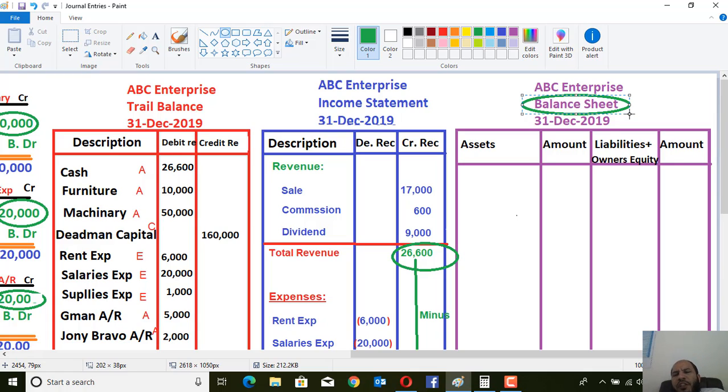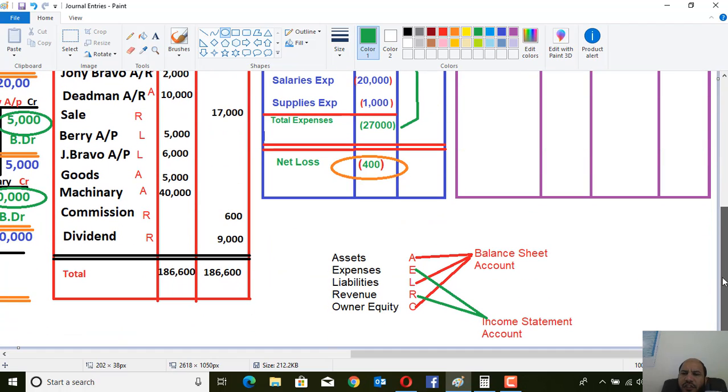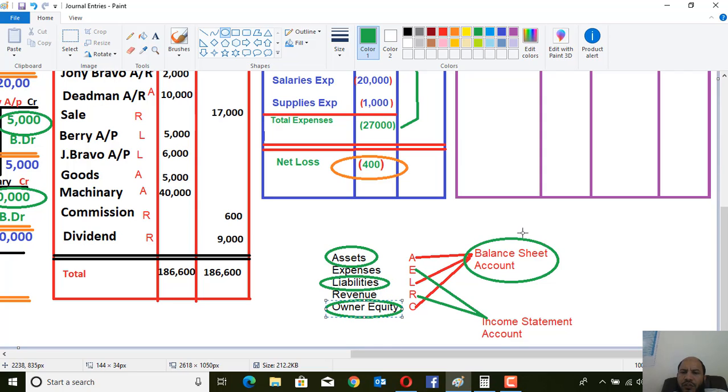Dear students, we have already discussed this. There are five major accounts, which are called assets, expenses, liabilities, revenue, and equity. We have divided these five major accounts into two major groups. One group of accounts has a relationship with the balance sheet. The balance sheet accounts are the asset account, the liabilities account, and the owner equity account. So these three accounts have a place in the balance sheet.